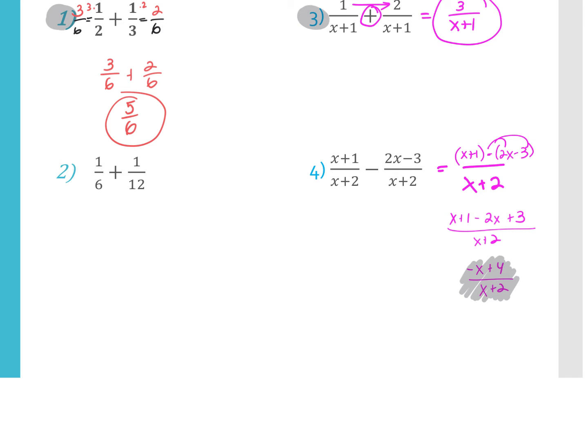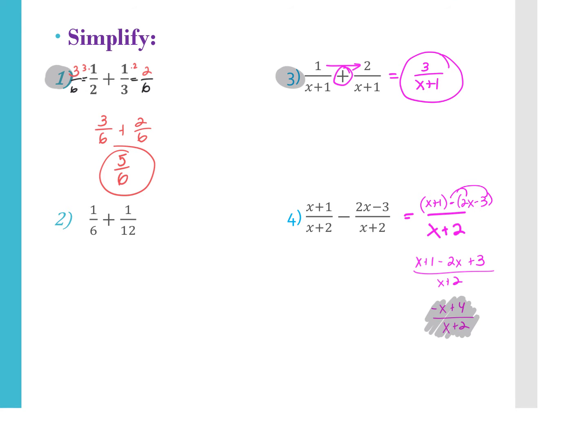Good so far? Yes? All right, number 2, you want to change this so it has 12 as its denominator. That becomes 2/12 plus 1/12, or 3/12, and that gets reduced to be 1/4.